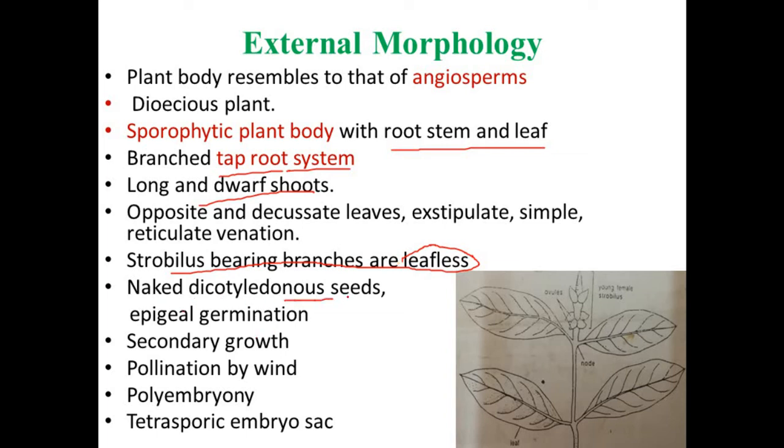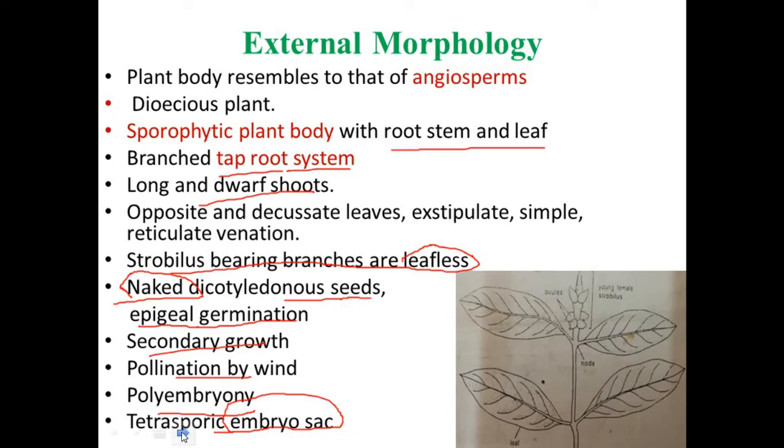Seeds are dicotyledonous, and obviously, as they are gymnosperm, they are naked, and they show epigeal germination. Because of its woody habit, secondary growth is also there, and the pollination is majorly by wind. Polyembryony is also there, and the tetrasporic embryo sac is a characteristic feature of this gymnospermic seed. In this figure you can observe the opposite and decussate leaves with simple reticulate venation.